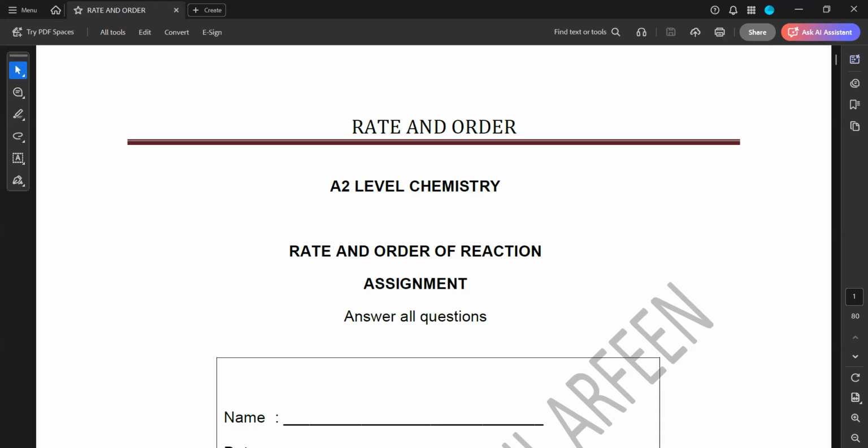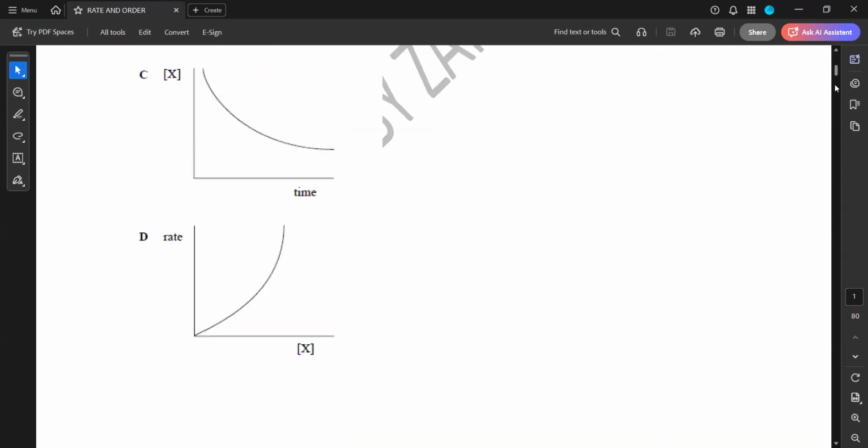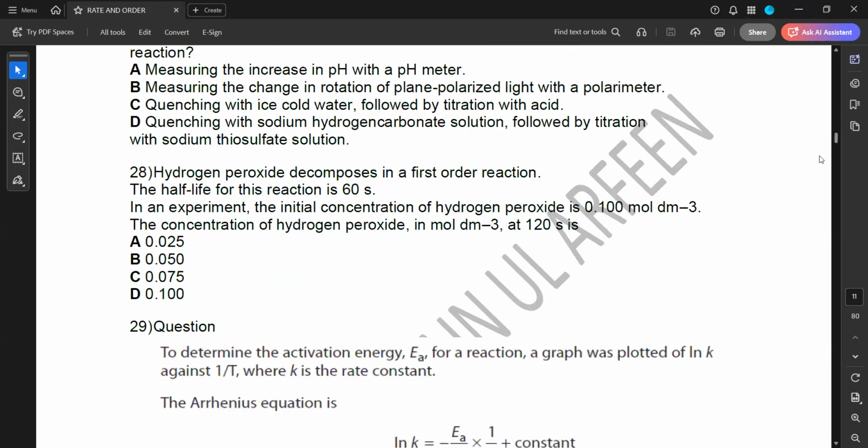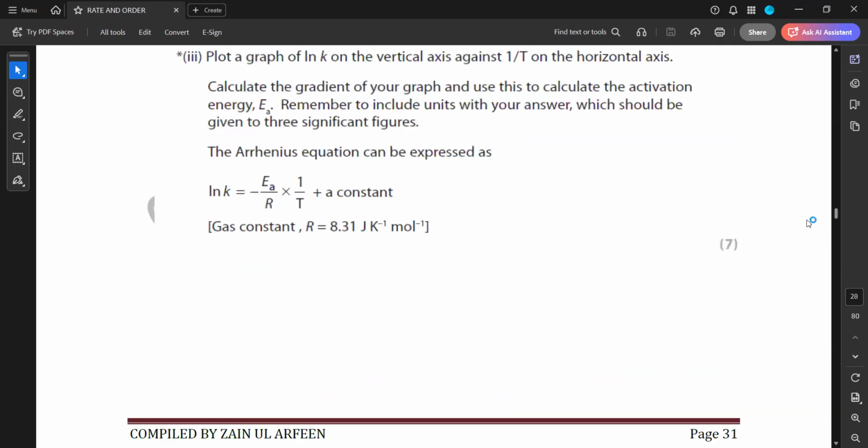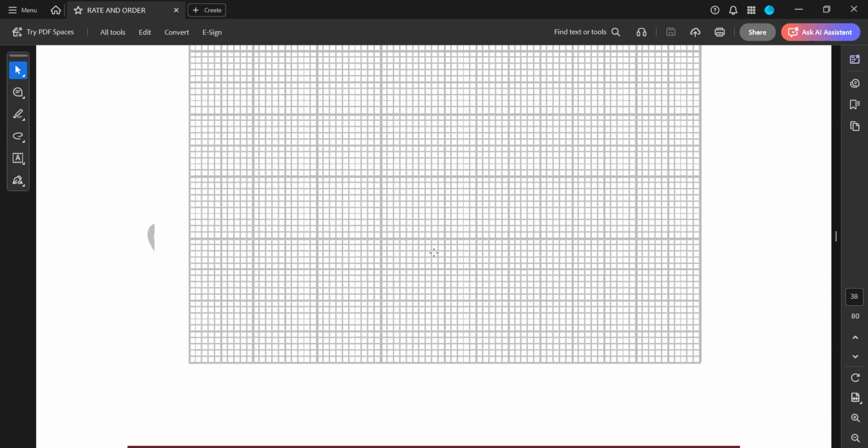So, exercise: rate and order of the reaction. The first structure questions, about 6 questions, I have already discussed. The structure one, so we'll begin with question 7.